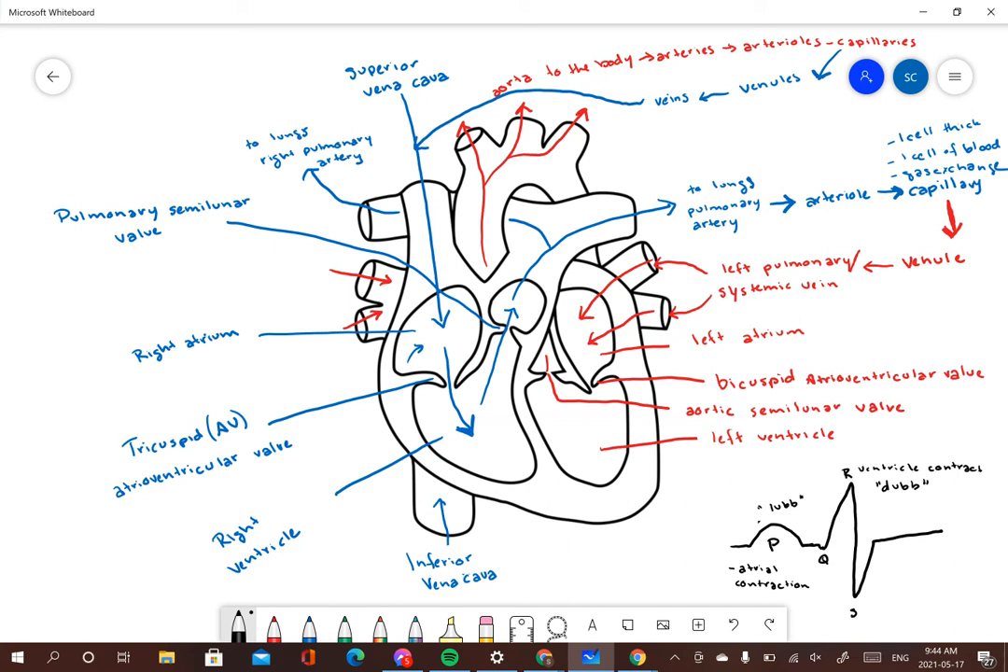And the main thing you really should take away from this, in addition to the flow of that, so SA to AV to bundle of His to Purkinje, is that this is what forces the atria as well as the ventricles to contract in tandem, so at the same time. Otherwise, it would just be pumping sporadically, which is not beneficial. So yes, please do know this as well.